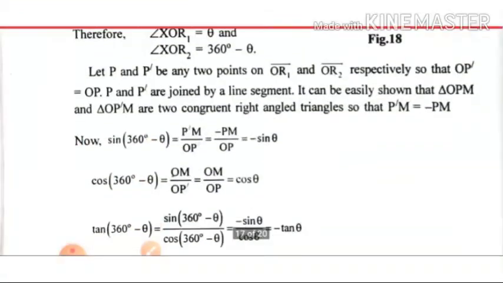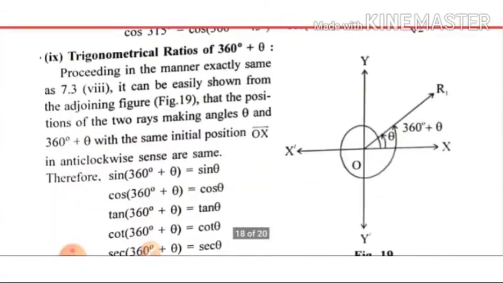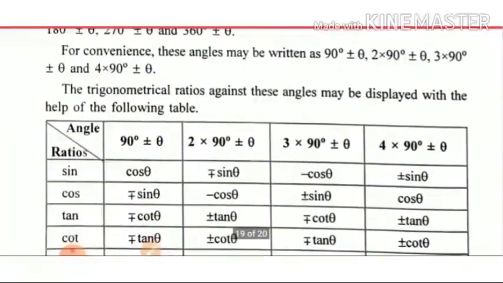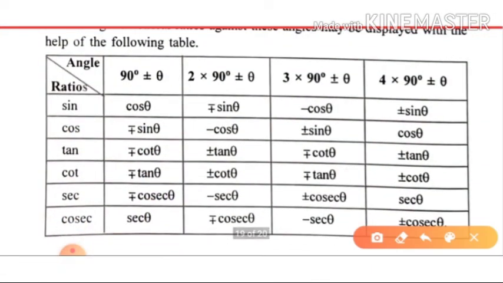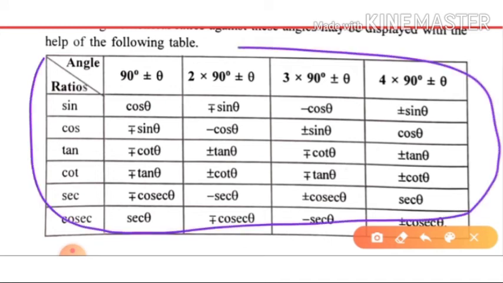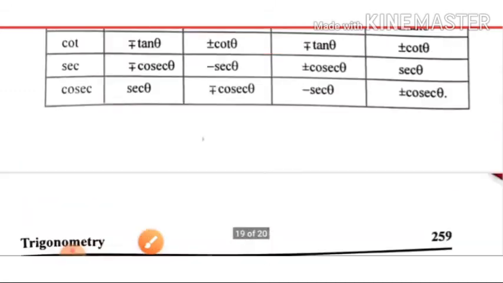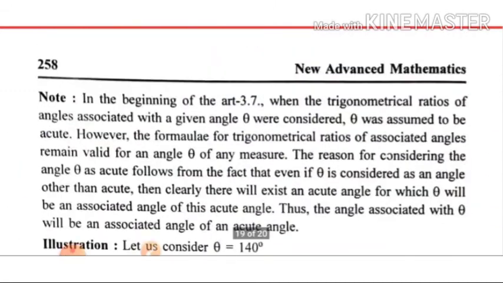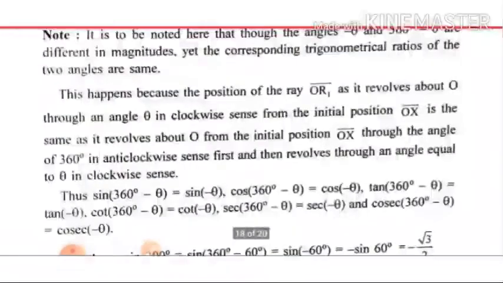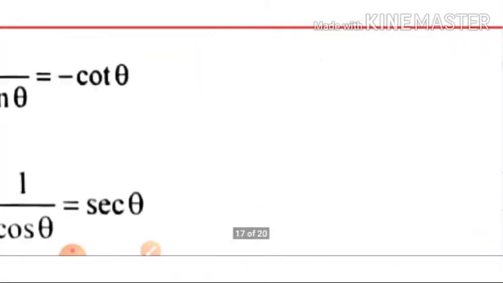We'll write the corresponding values for different trigonometric ratios falling in different quadrants. The sign convention is given here. That means which quadrant, 90 degree plus theta or minus theta, whatever, we have the sign convention. That means plus or minus, where the sign will be positive and where it will be negative. So I'll give you an idea, a trick to find out all this.